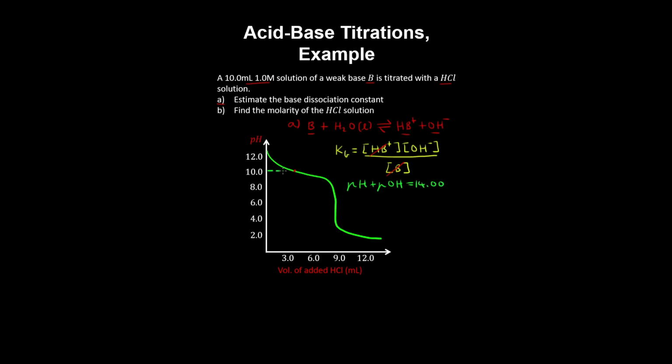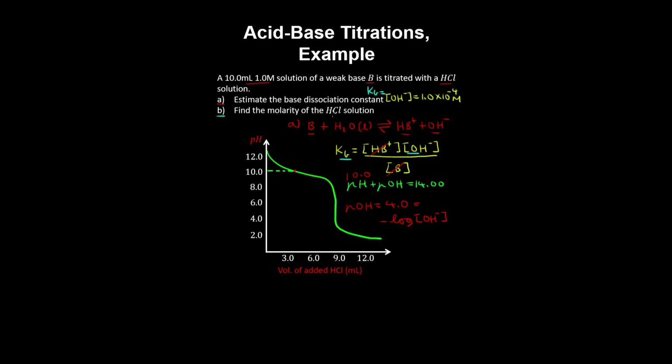we can read off the pH as around 10, and therefore pOH is 4. And that's equal to minus the log of the concentration of hydroxide. And solving this equation gives the concentration of hydroxide, which is equal to the base dissociation constant.